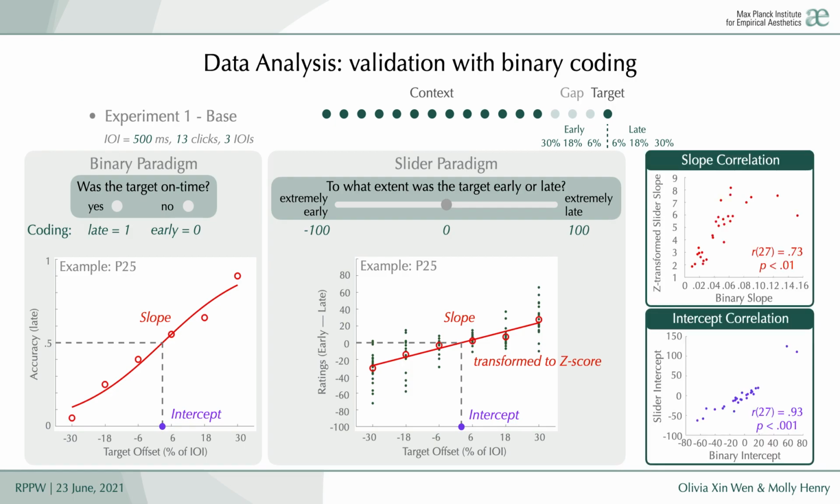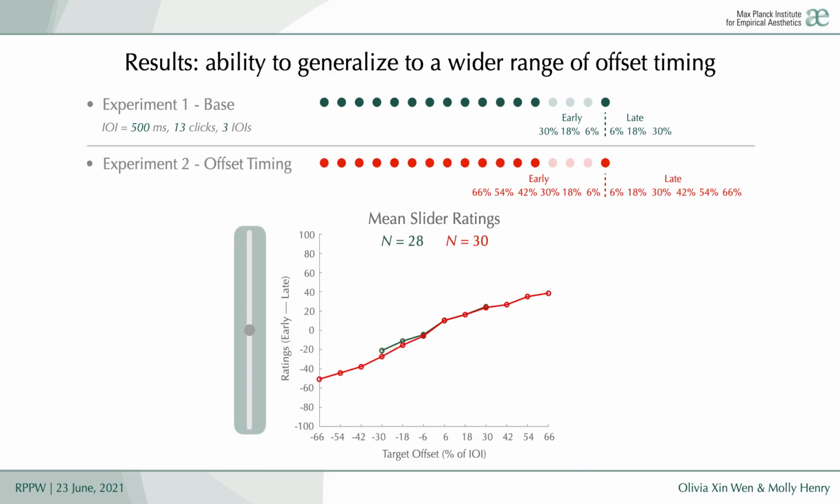The z-transformed slider slope correlated with the slope from binary coding, and the two intercepts also correlated. Thus, we propose to use the standardized slider slope and the slider intercept for data analysis. Moving on to experiment 2.